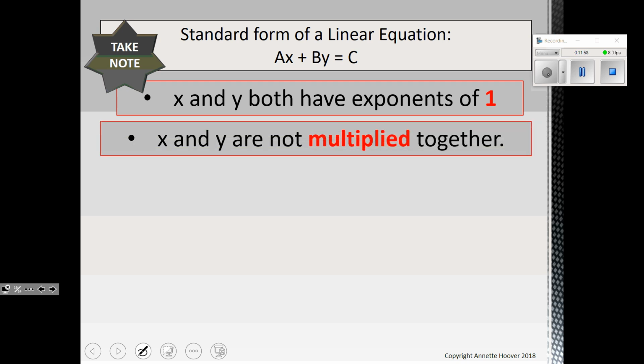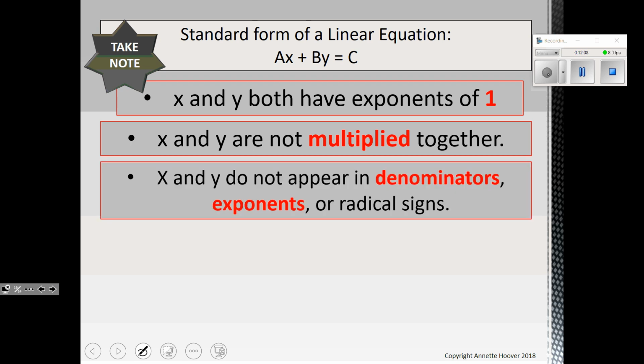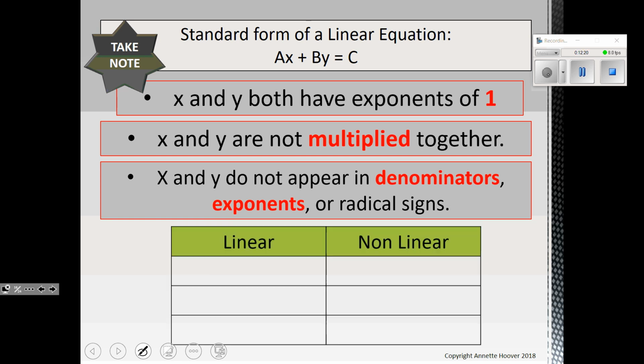The x and the y cannot be multiplied together. There has to be an addition or subtraction sign between the x term and the y term for it to be a linear function. The x and the y terms cannot appear in denominators, in the exponents, or radical signs. And we'll look at examples of that here in just a minute.